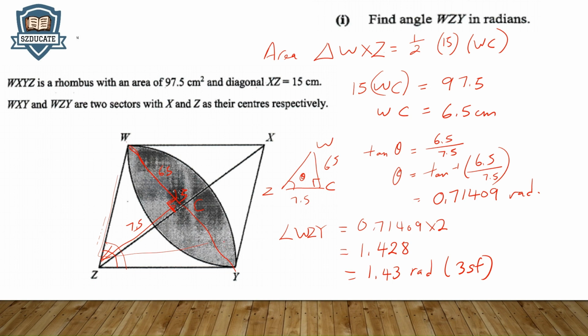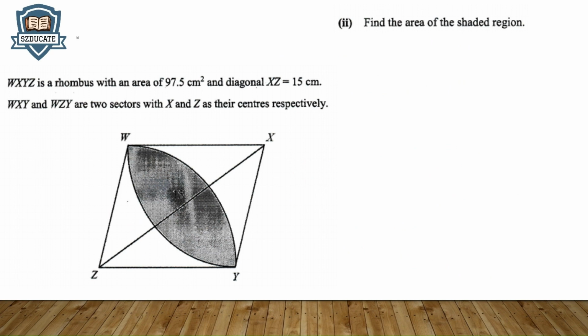If you can't see it at the start, it doesn't really matter. I also took quite a while, so it's fine. This is not considered a simple question. It's quite hard to see the right angle triangle from there. Anyway, 1.43 radian. Next part, find the area of the shaded region.